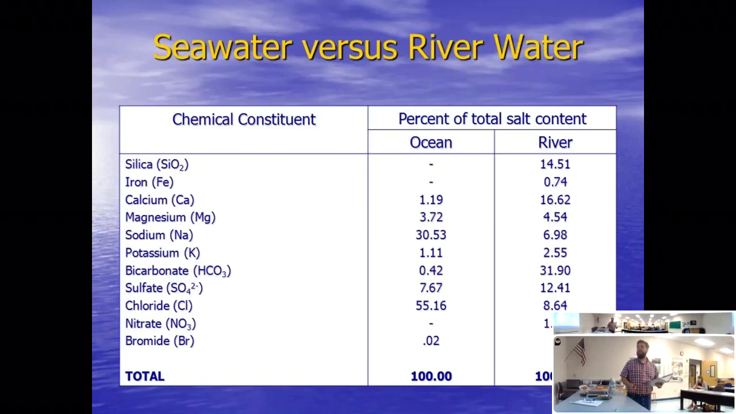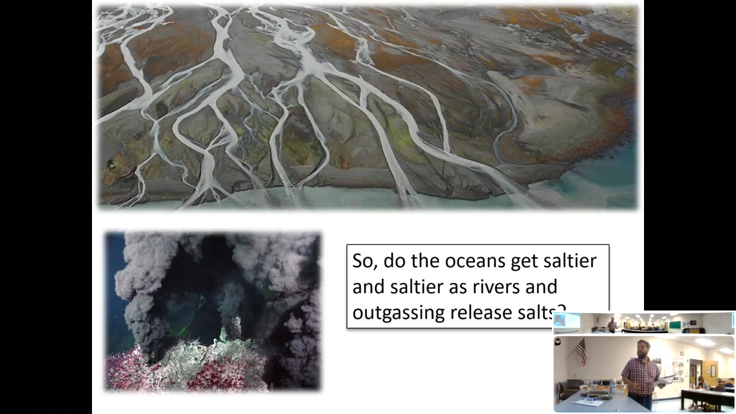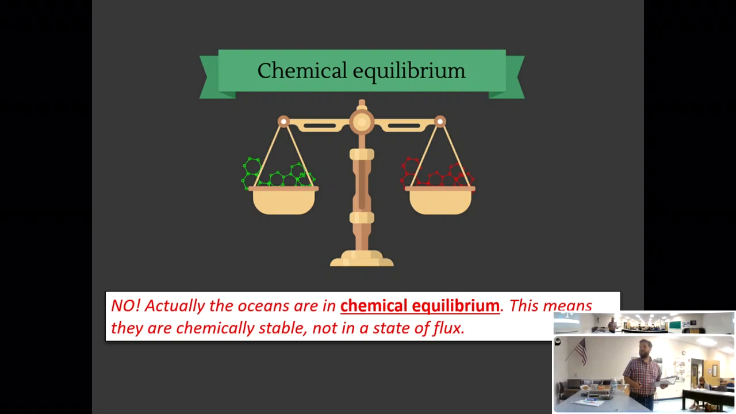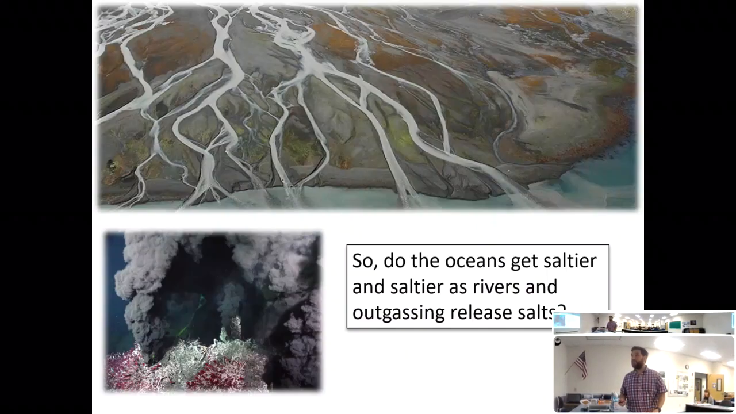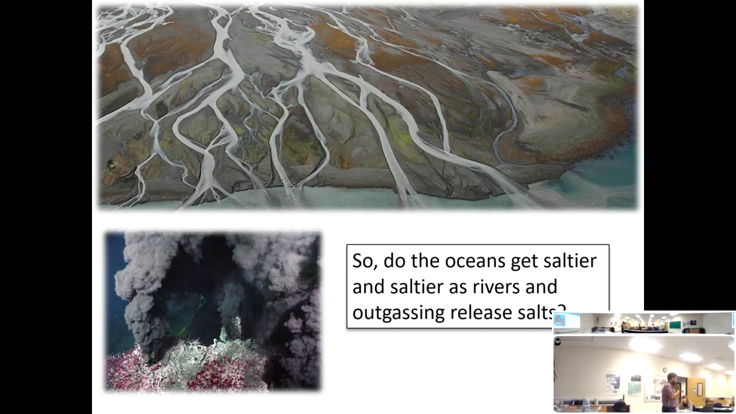So let's move on a little bit. Here is the seawater. Another thing I wanted to ask you here: we have the rivers of the world constantly bringing salt into the ocean, right? We have volcanic outgassing constantly bringing salt into the ocean. So here's a question for you. Are the oceans getting saltier over time? Every million years, do they get saltier and saltier? Maybe in 10 million years do you think they're going to be super saline? Nothing's going to be able to live in them?